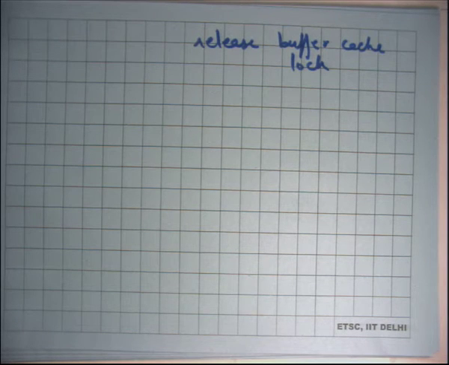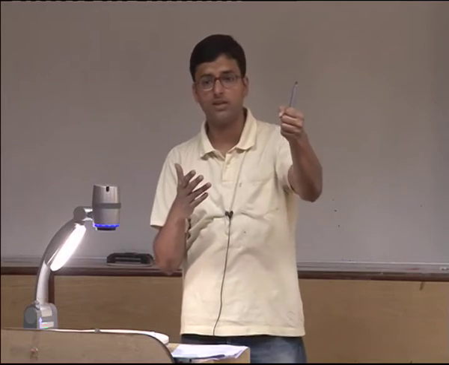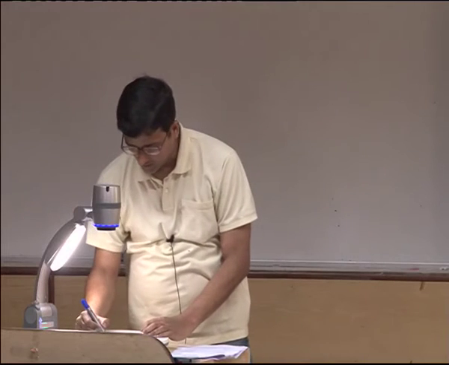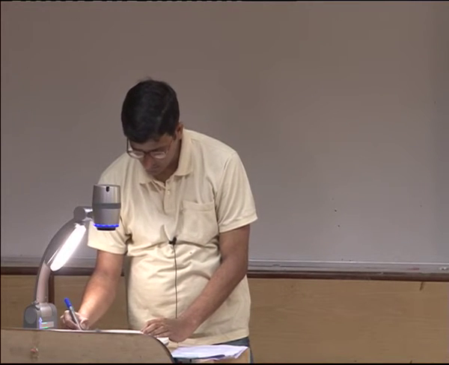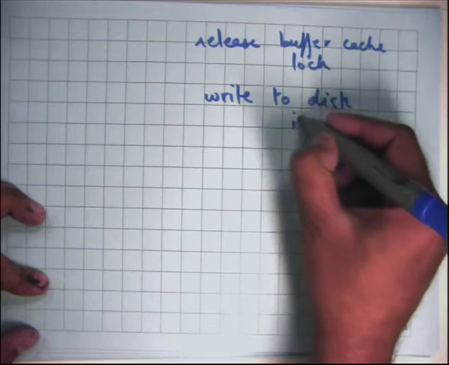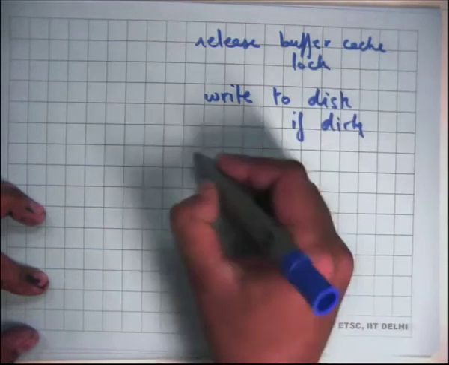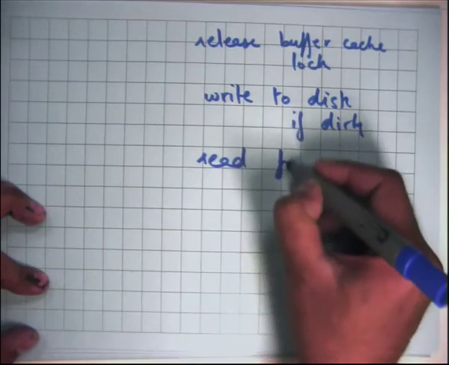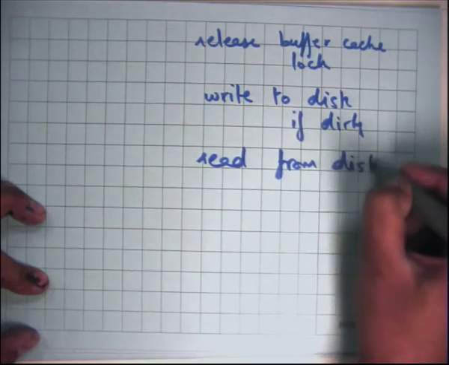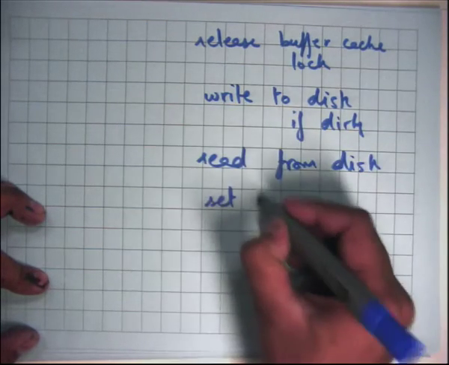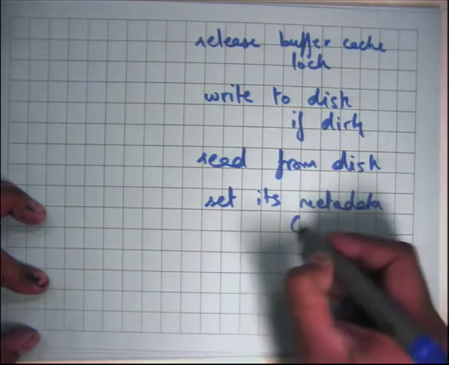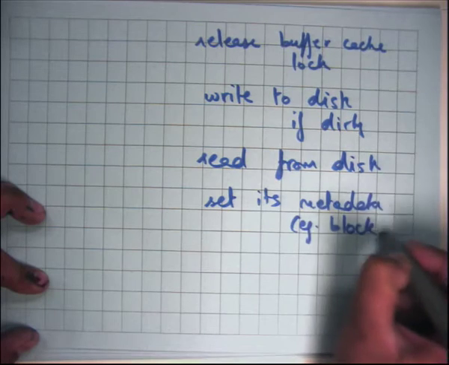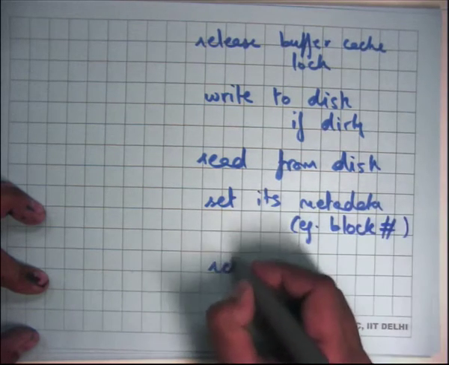And now while you're holding the busy bit on that block, you can write it to disk, assuming it's dirty. So if dirty, write it to disk, then read from disk the new block that you wanted to read, set its metadata, for example the block number, and return the contents.